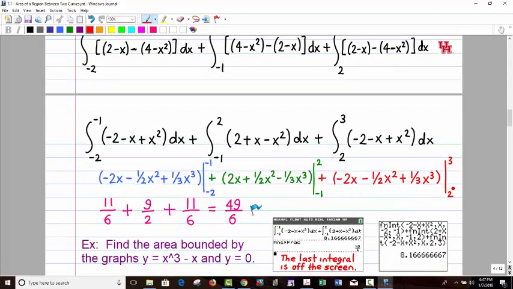And let's see. So you see, I did it manually. Not necessary. You can use the technology, that's fine. So let's see what we have here. I worked them all out manually. What did I get? I got 11/6 for the first one, 9/2 for the middle piece, and 11/6 for the last piece, which adds together to 49/6.